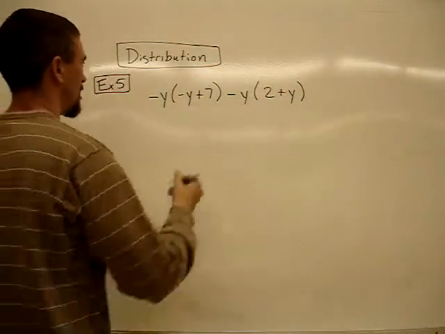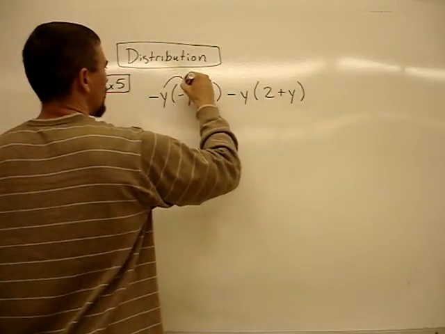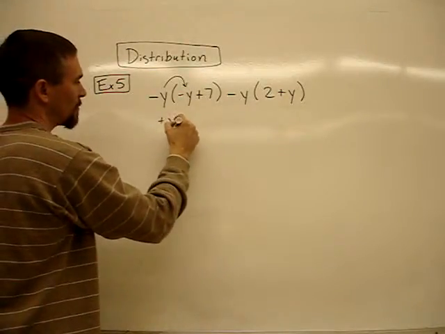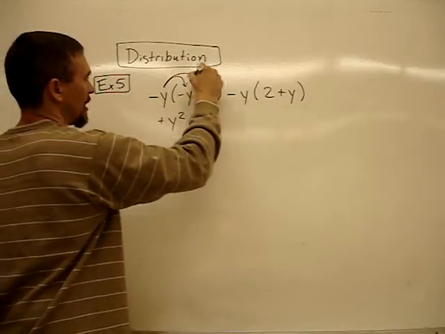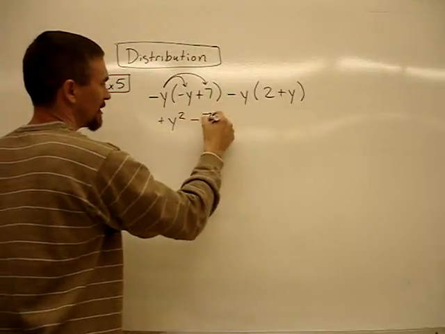So the game plan is actually quite simple. We're going to distribute first. Negative times a negative makes a positive. Y times y is y squared. That takes care of that term. Negative times a positive is a negative. 7 times y is 7y.